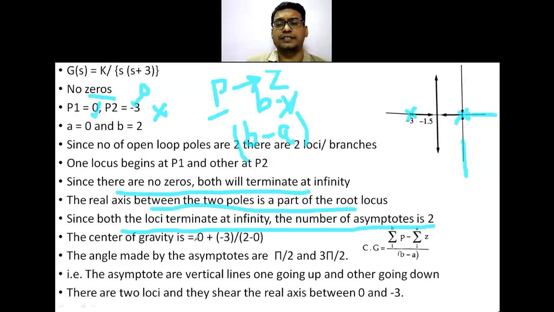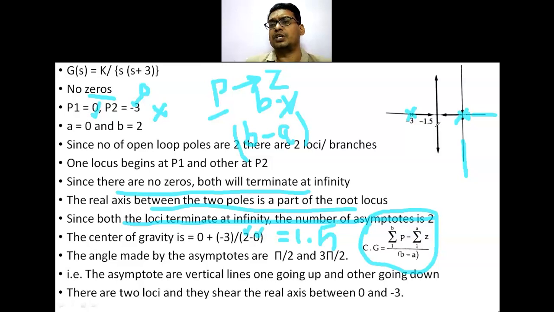The center of gravity is calculated by using this formula: summation of P minus summation of Z, upon P minus Z. That is, the summation of the poles, 0 plus of minus 3, upon P minus Z. P is nothing but 2 and Z is 0. So this is the center of gravity, which comes as 1.5. So 1.5 is my center of gravity. I will put a 1.5 here.